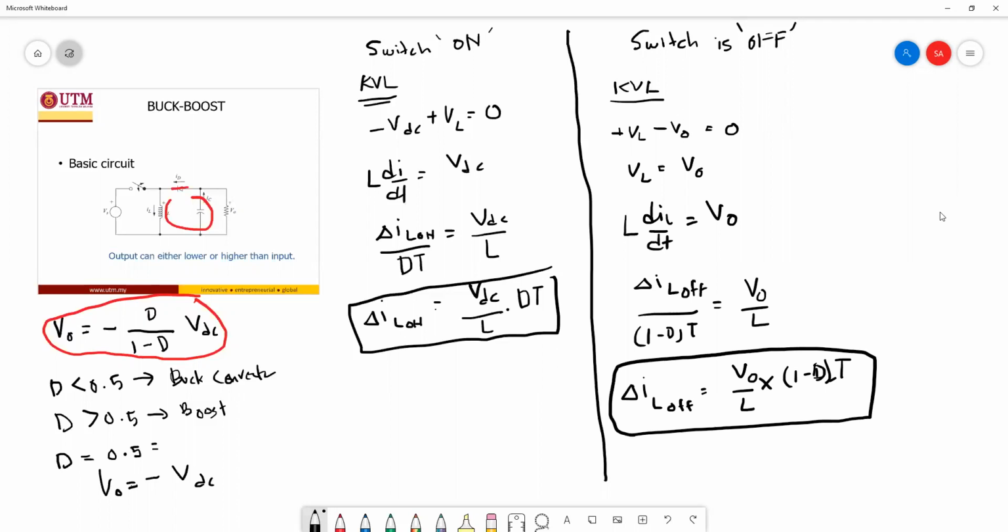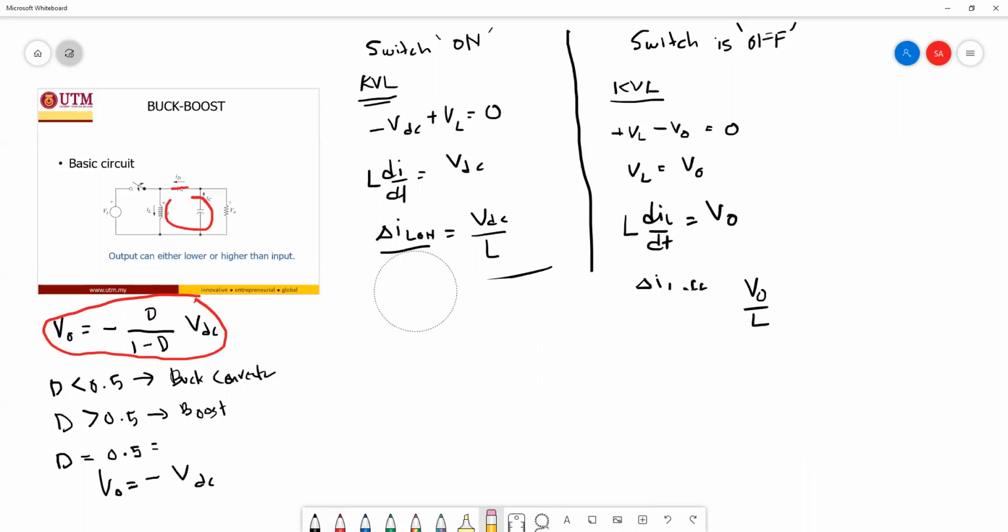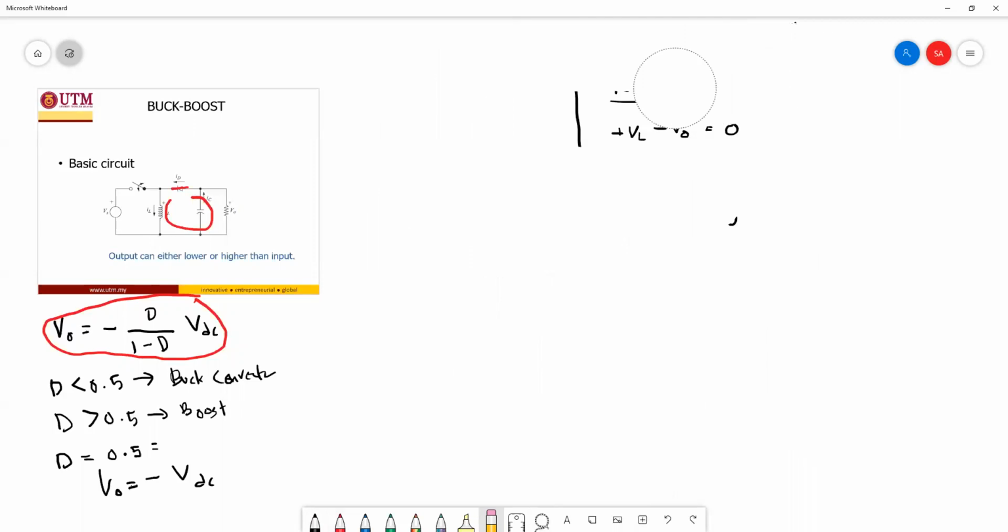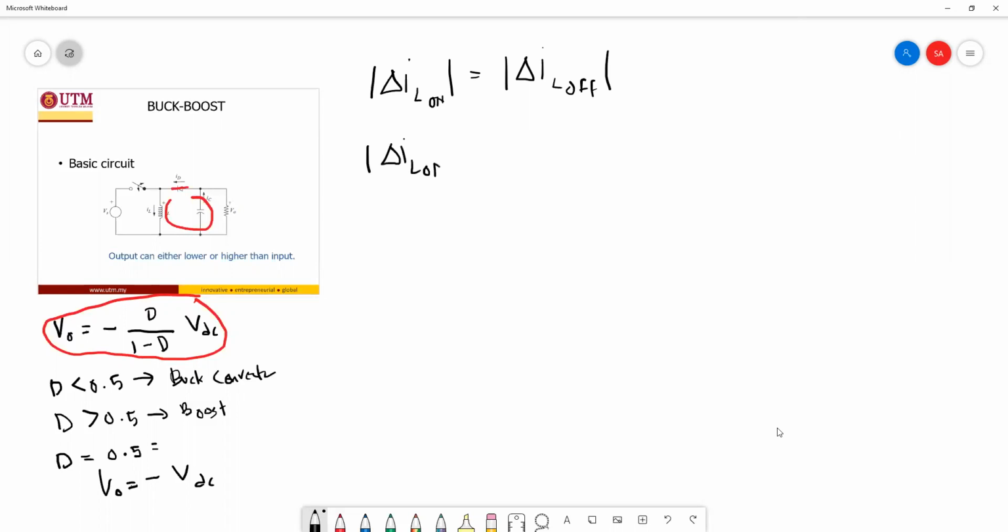We have delta IL on and delta IL off, and based on the steady state operation, please note this is only the magnitude, no sign. Delta IL on must equal the magnitude of delta IL off, or in other words, delta IL on minus delta IL off must equal 0. This applies for the buck converter and also the boost converter. Please correct me, it should be only the magnitude.